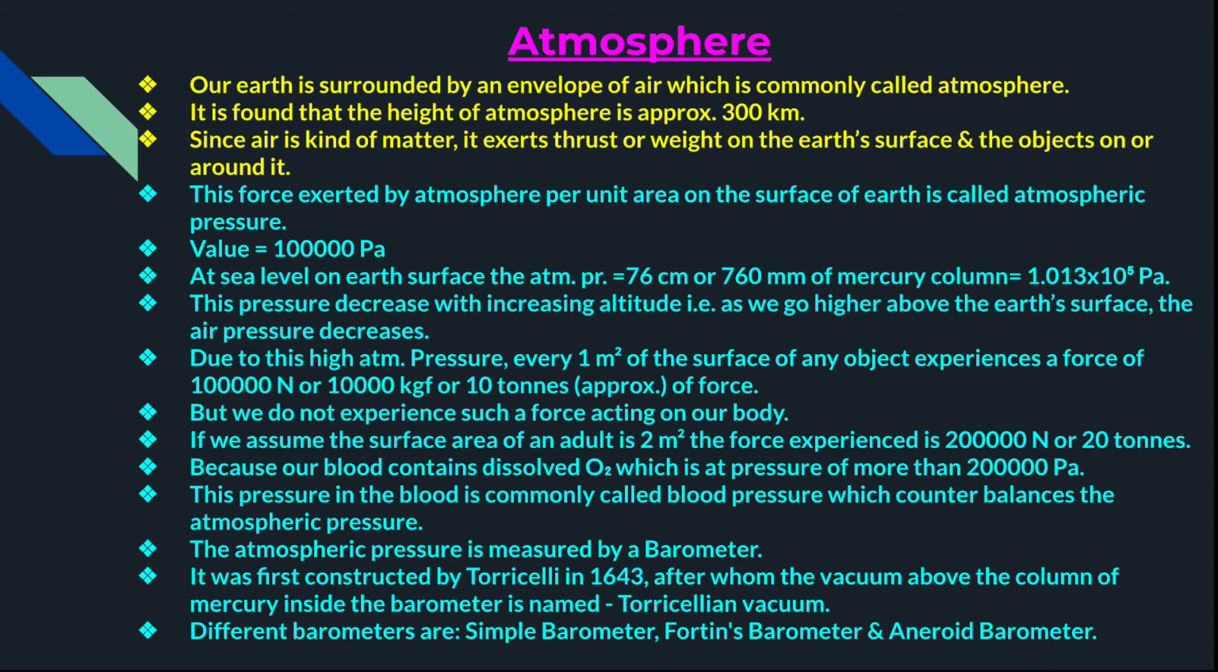The atmospheric pressure is measured by a barometer. It was first constructed by Torricelli in 1643. This simple barometer was constructed by Torricelli, after whom the vacuum above the column of mercury inside the barometer is known as Torricellian vacuum. Different barometers are used, like the simple barometer, Fortin's barometer, and aneroid barometer.